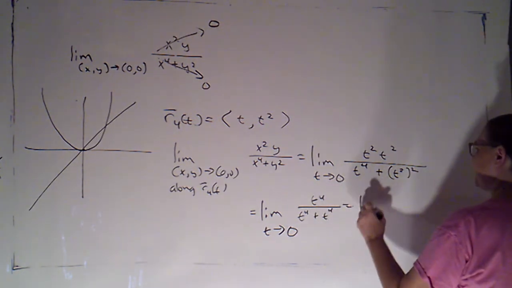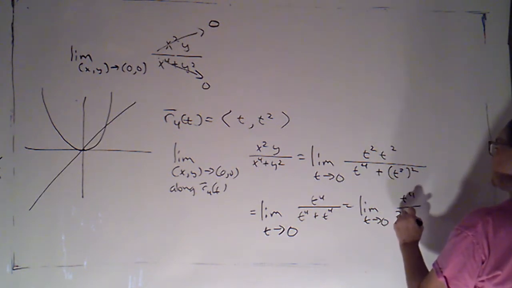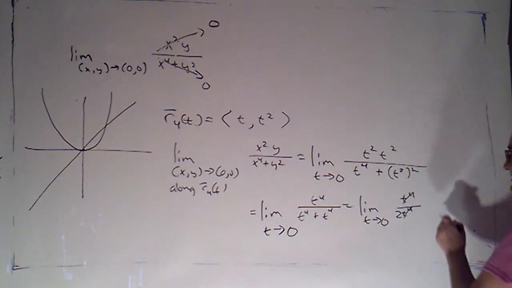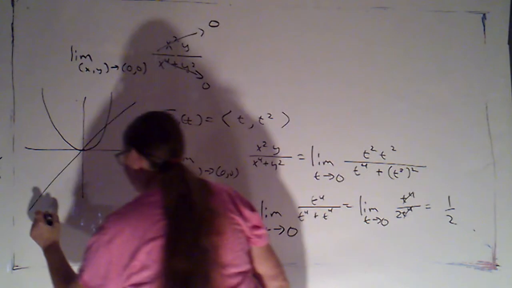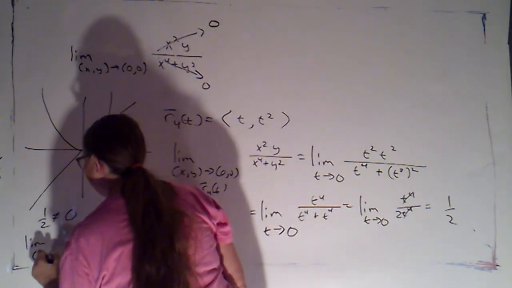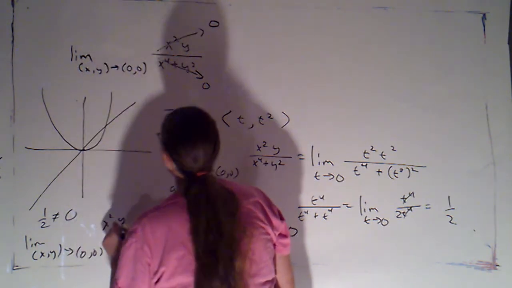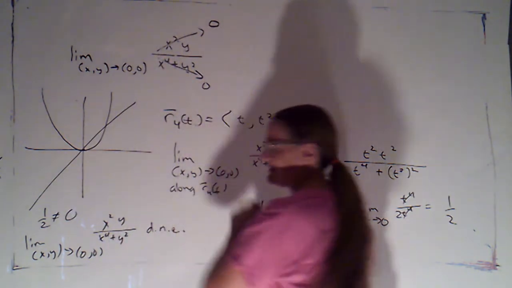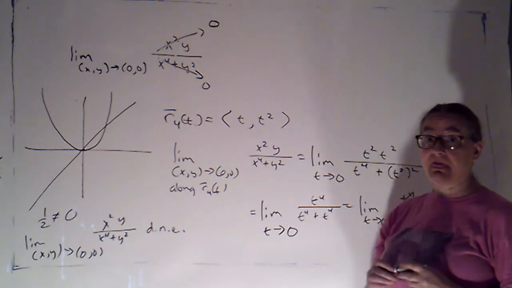This is very exciting. This is the limit as t goes to 0 of t to the fourth over 2t to the fourth. I can cancel those t to the fourths, and I get 1/2. And now I make the brilliant observation that 1/2 does not equal 0, and so the limit as (x, y) approaches the origin of x squared y over x to the fourth plus y squared does not exist. Okay. So we needed to try a curved path.